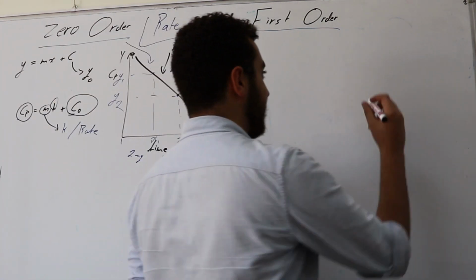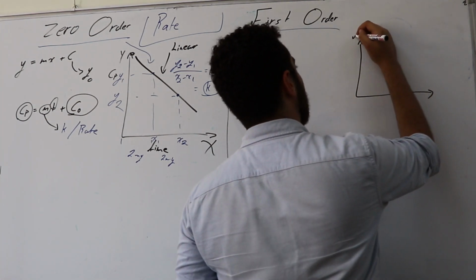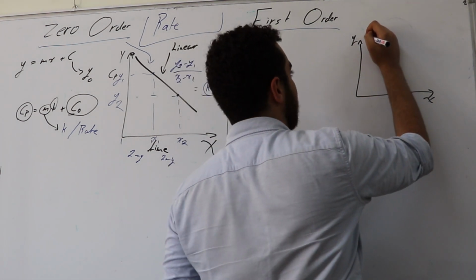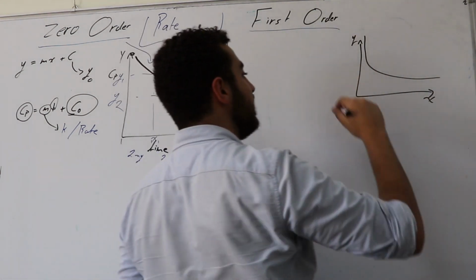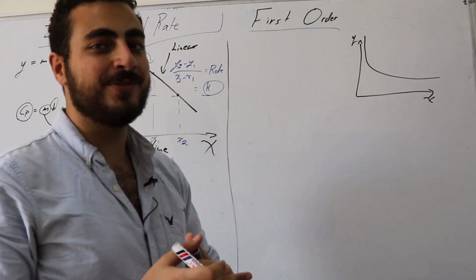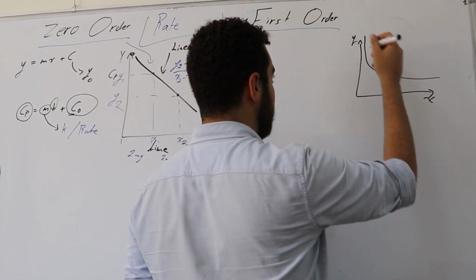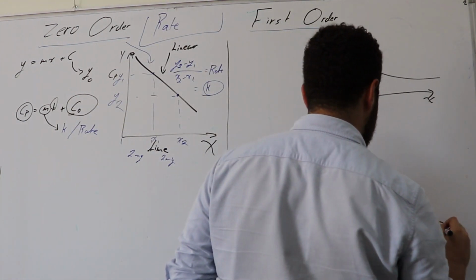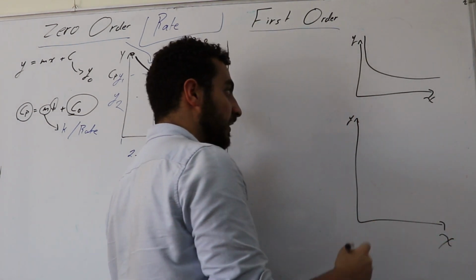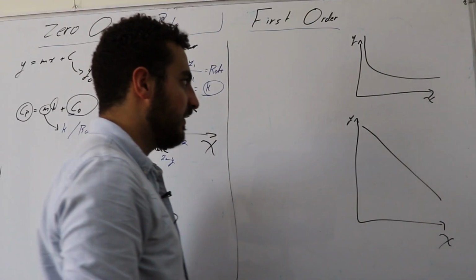First order, on the other hand, is more of an exponential graph. So if this were your y-axis and this were your x-axis, you'd have a graph that looks something like this. And this is an exponential graph. How do you describe an exponential graph? How do you predict its points? It's simple. You make it linear. So how do you do that? Let's say this is your y-axis, this is also your x-axis, and this graph becomes linear. How is that? Let's take a look.